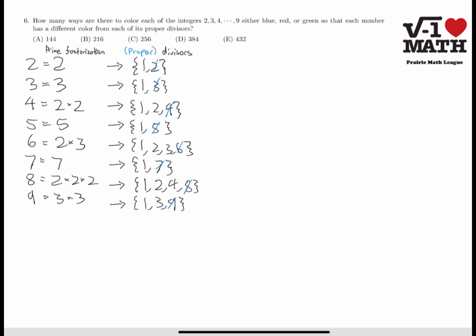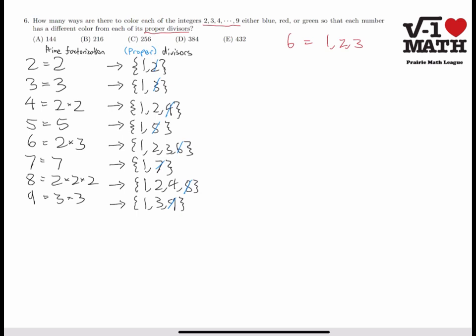For problem number 6, we wish to find the number of ways to color each of the integers 2 to 9 in either blue, red, or green, so that each number has a different color from each of its proper divisors. Now, by proper divisor, we're talking about any divisor of some number which is positive and not equal to itself. So for instance, the proper divisors of 6 are 1, 2, and 3. Notice that we exclude 6.